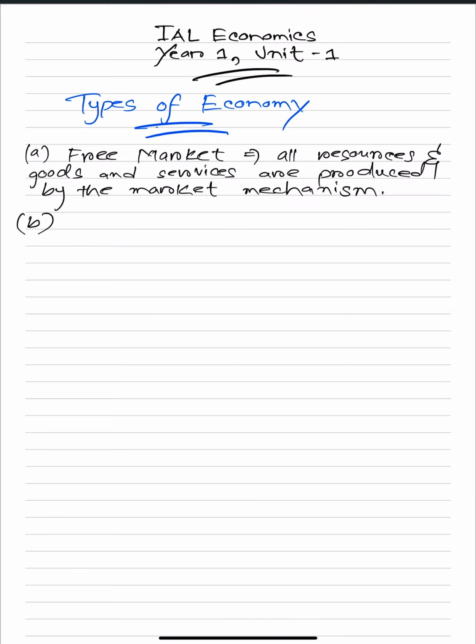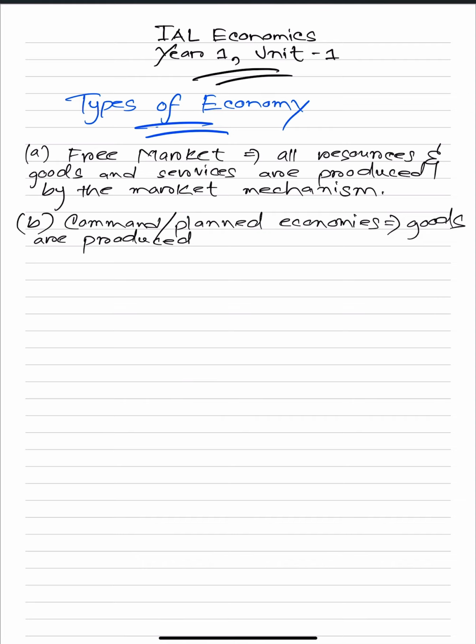Next, we have the opposite of free market, which is command or planned economies. So command economies or planned economies, both being the same, they are the exact opposite of free market economies. And here, goods and services are produced by the government. So the market mechanism has literally no role to play in it. Everything belongs to the public sector.